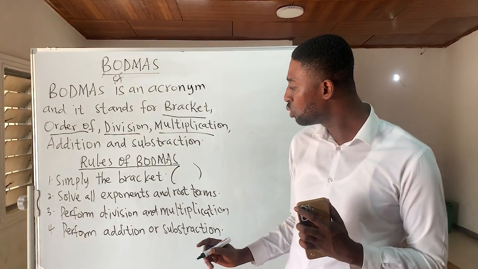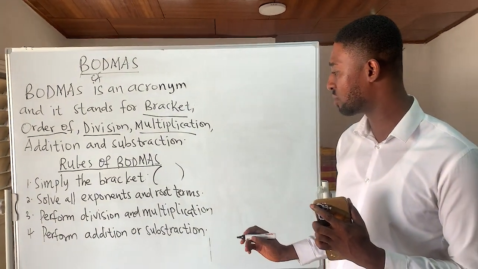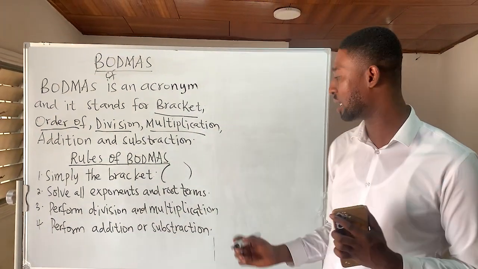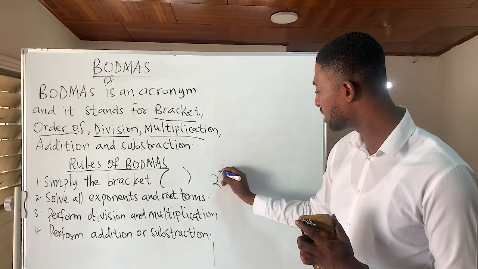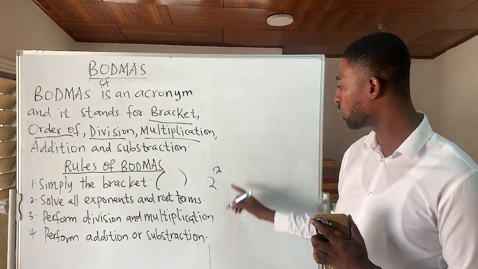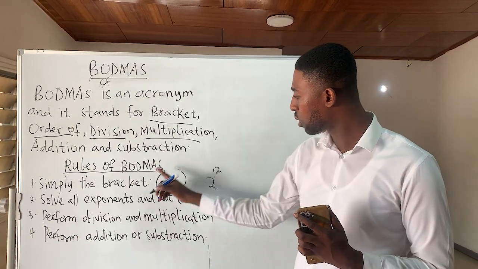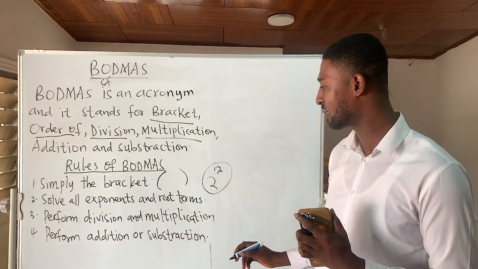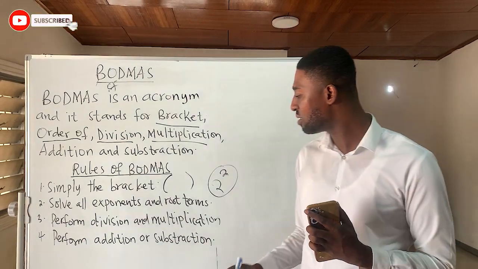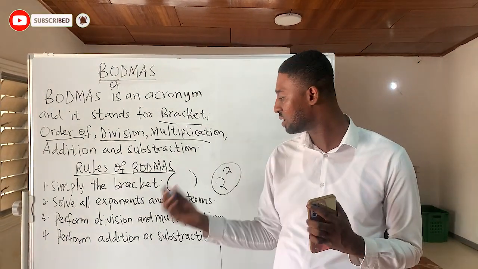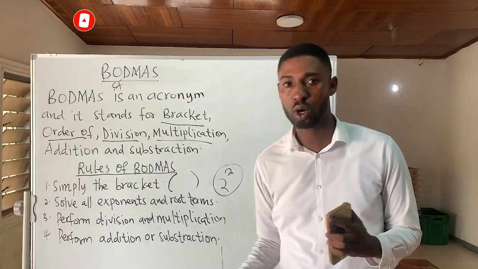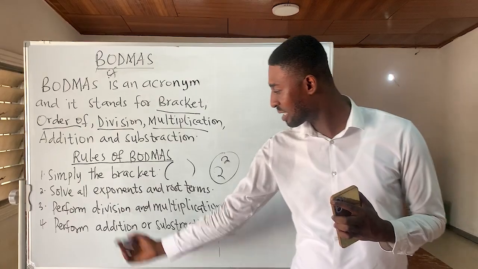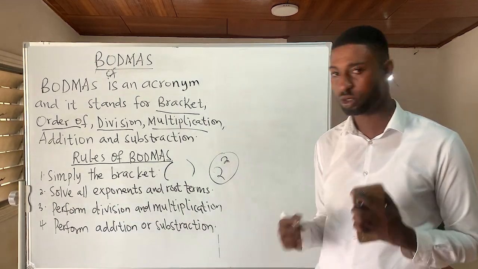Then secondly, you solve for all exponent and root terms. When we talk of exponent, this is an exponent, let's see, 2 raised to the power 2, which is 2 exponent 2. So after simplifying the brackets, you need to solve all exponents. Then thirdly, you perform division and multiplication. So if there's division and multiplication, you first need to solve the division side before you move on to the multiplication. Then lastly, you perform addition or subtraction.